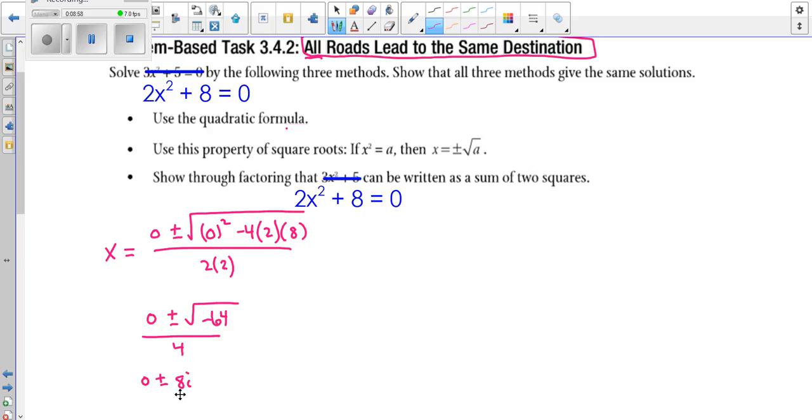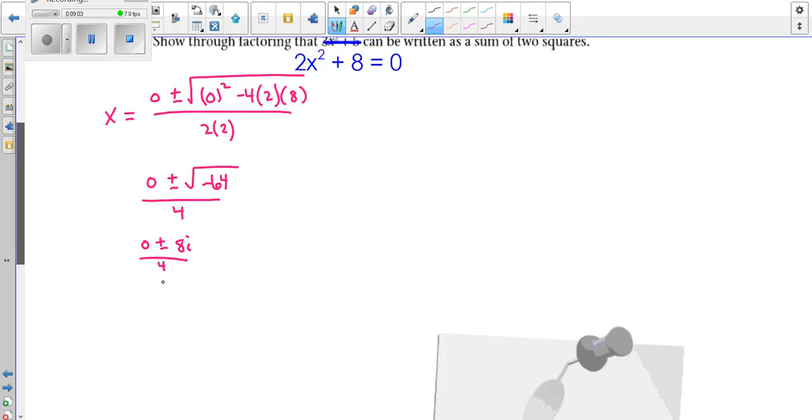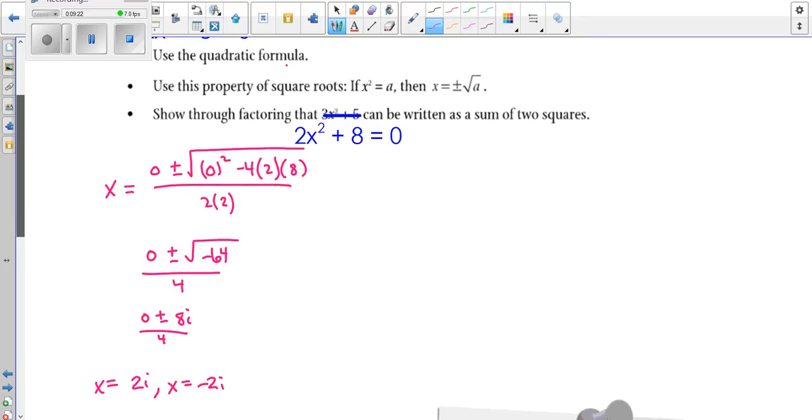0 plus or minus 8i over 4, and we can actually take this a little bit further because of this 0 right here. The 0 just wipes out, so you're going to have a positive 8i over 4, which simplifies to 2i, and then you're going to have a negative 8i over 4, which simplifies to negative 2i, and that's all because of this 0. Okay, so there's your two solutions.